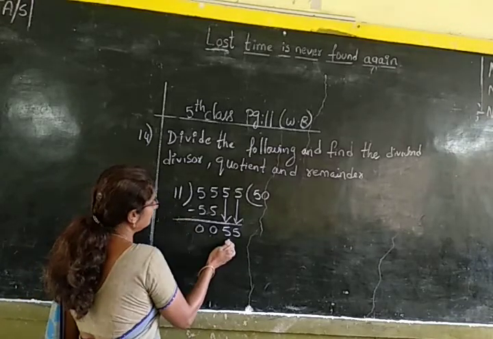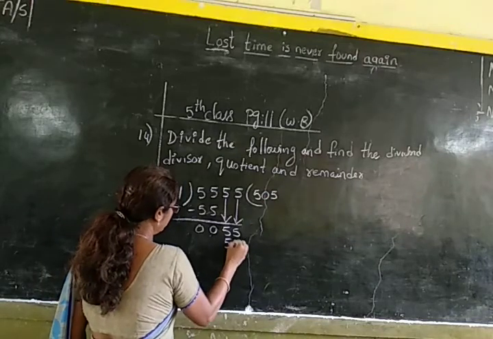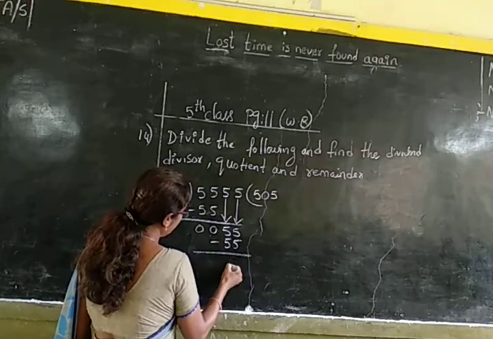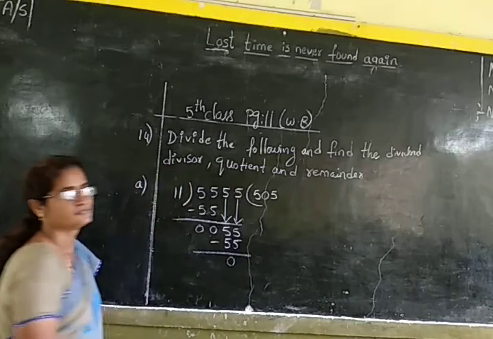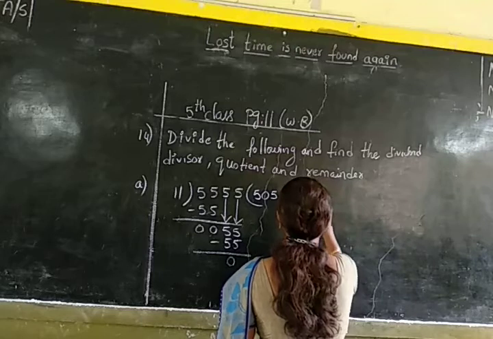Now, how many times does 11 go in 55? 11 goes 5 times in 55. So, 55 minus 55 is how much? 0. Now, let us write down the dividend.